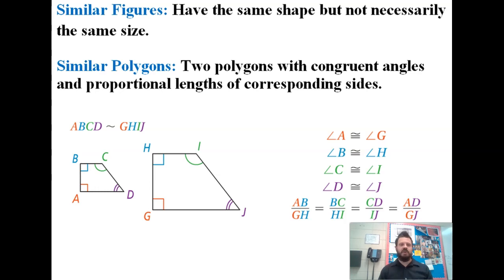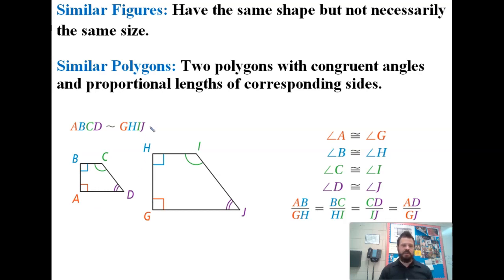Like we said a second ago, similar figures have the same shape, but not necessarily the same size. So in terms of polygons, two polygons with the same shape but not the same size, we'll say they're similar polygons: two polygons with congruent angles and proportional lengths of corresponding sides. So the angles are congruent, the sides are proportional. Here's what we mean by that. I have two similar polygons, again, different sizes, same shape.